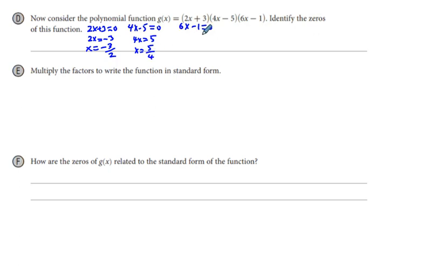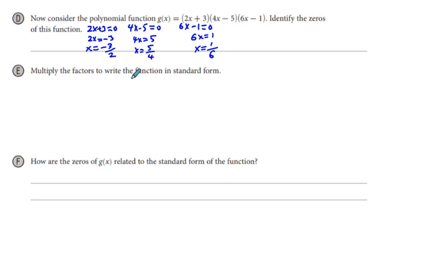And the last zero we can find, we add 1. So 6x is equal to 1. And then dividing by 6, x is equal to 1/6. Those are zeros. So we get fractional zeros, but they're rational zeros.